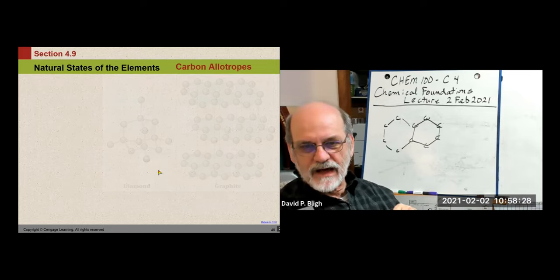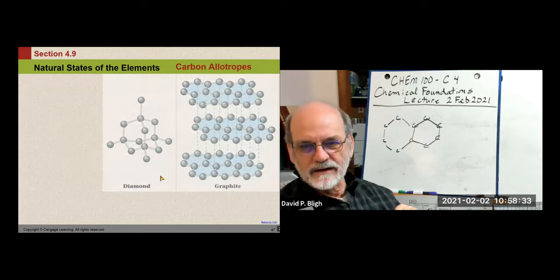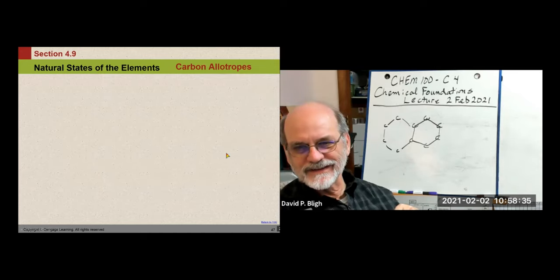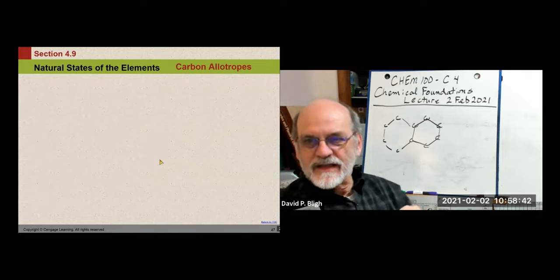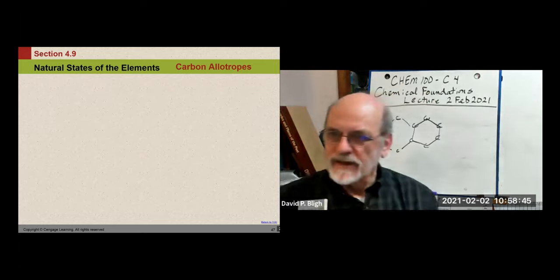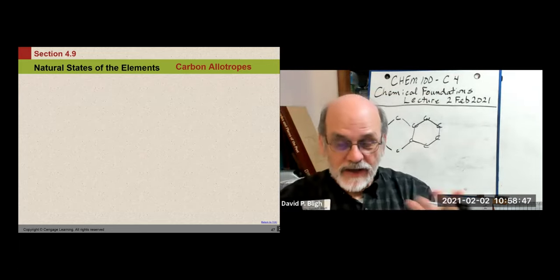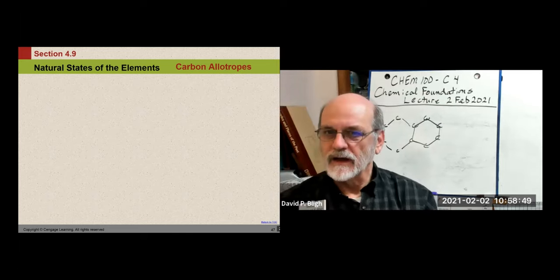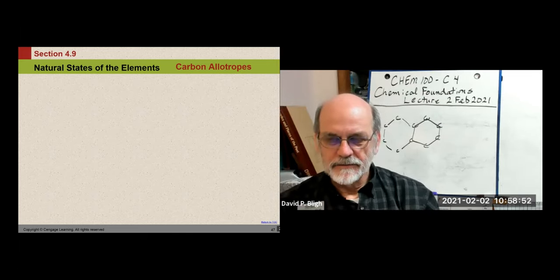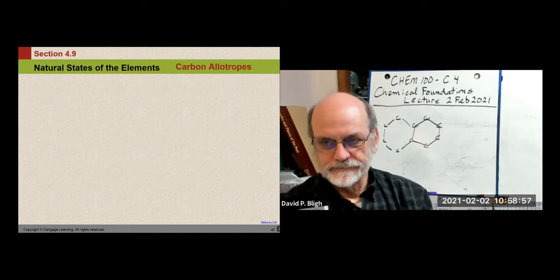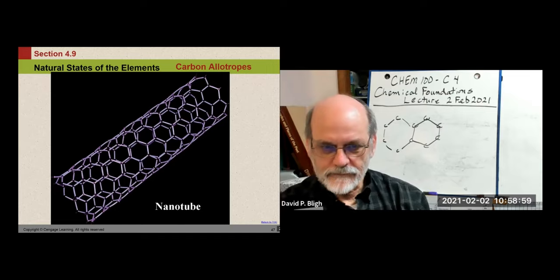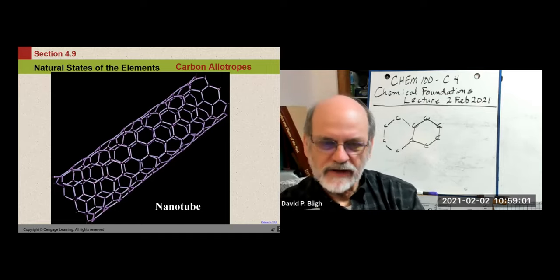Okay, I went away too quick. Excuse me. Let's go back. Diamond, graphite. I need to give it a little more time. And then Buckminster fullerenes. Those forms, carbon is an example. There are other elements that have their examples, called allotropes. They're pure elements with different structures. So that's what a nanotube would look like.